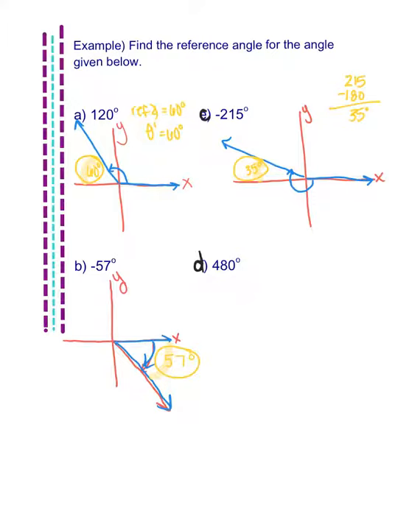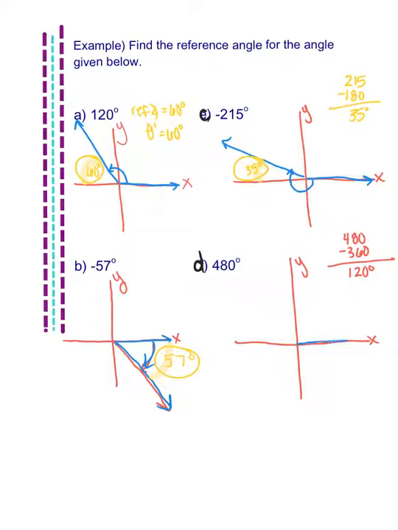All right, the last one, 480 degrees. So 480, I notice, is larger than one rotation, so let's take 480 minus 360. And I notice that I have 120 degrees left. All right, so now I'm noticing that letter A and letter D, these are coterminal angles.